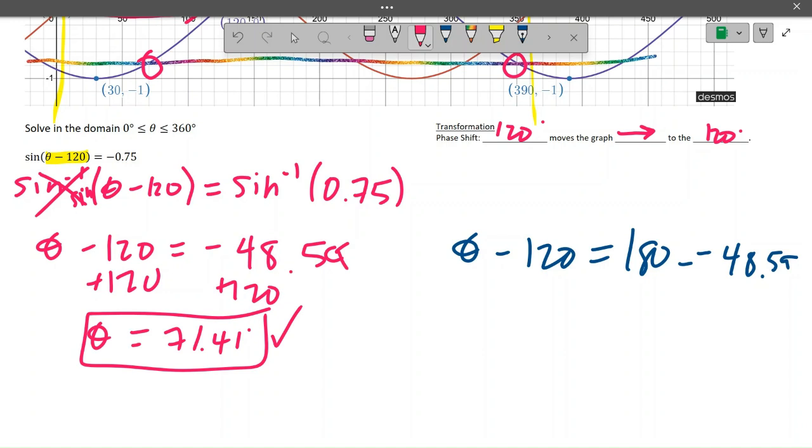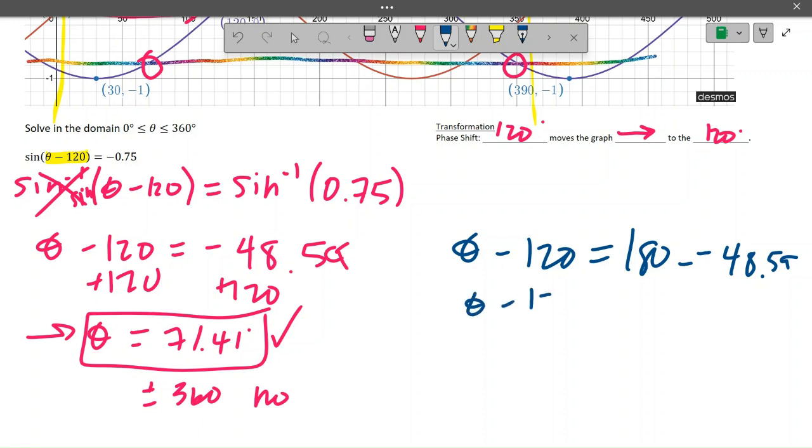And now I need to see if there are any other solutions if I apply the period property, which basically says that if I add or subtract 360 degrees from this value, I'm going to get another value that's true. But when I do that, 71 plus 360 degrees or minus 360 degrees does not give us a value within our domain. So this is one of our solutions. And now let's go over and work the blue side.